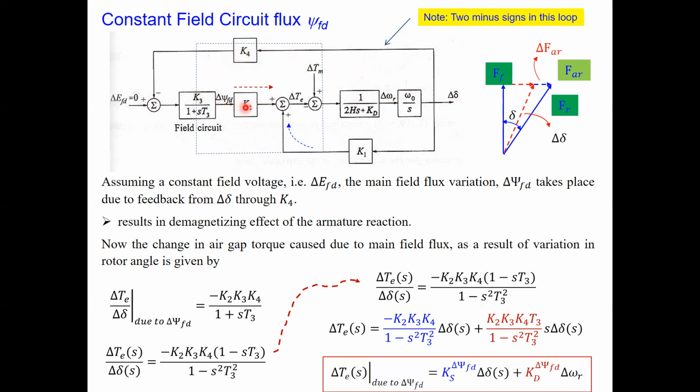What about K1? Why is K1 not included here? No, we are discussing the change in the air gap torque which was from the angle but caused by the demagnetizing effect. We are not discussing this loop at the moment. At the moment, we are discussing this part here. That's why it is written due to this one flux, because this component is here and it involves this loop. We will include this one also later on, but we start from here, right?